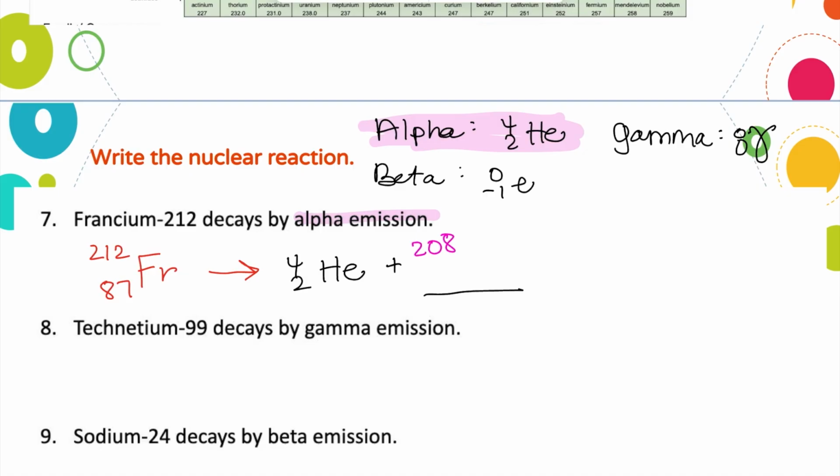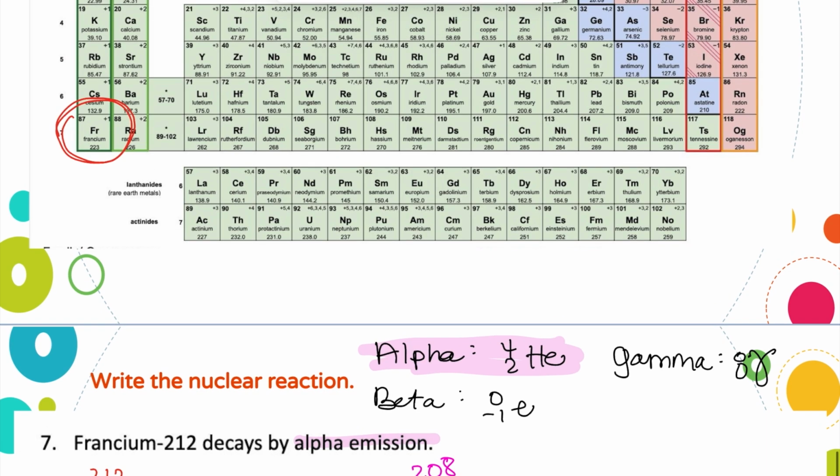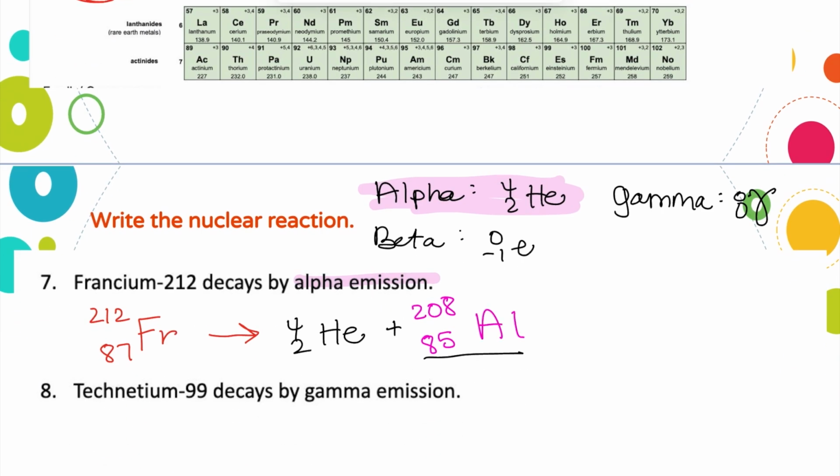And then same thing, 87 over here. 2 plus what gives me 87? 85. We can go up to our periodic table, and 85 is here, which is astatine. So we're going to have At as the atomic symbol.